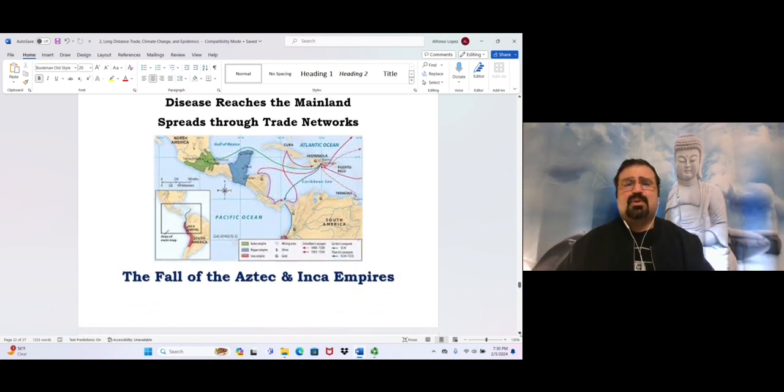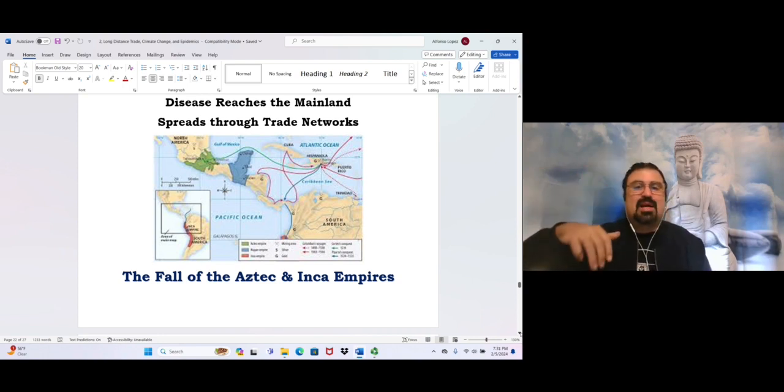Now, the disease will eventually reach the mainland. The Spaniards began to take voyages, short expeditions into the mainland, sending navigators, merchants, explorers, and of course conquistadors to look for settlements, to look for areas where they had gold. As the Spaniards arrived on the coastline and interacted with the natives, we're going to see the disease spreading through the trade networks, because there were trade networks that the indigenous peoples of the Americas had built for hundreds and hundreds of years.